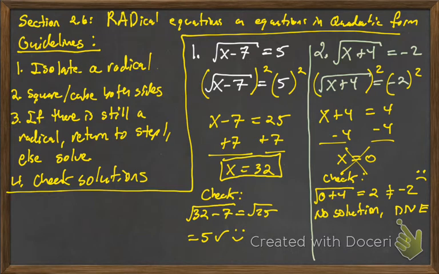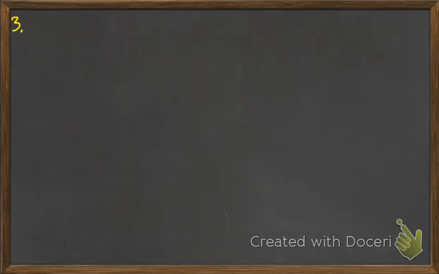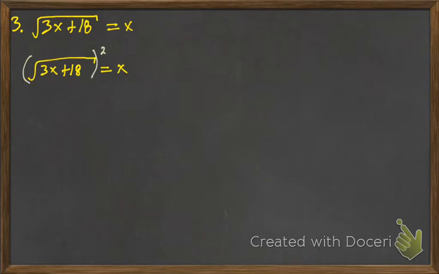We're going to look at, I think, 3 more examples of radical equations. We'll ramp up the level of difficulty. So here we have the square root of 3x plus 18 equals x. We're going to square both sides of the equation to undo that square root. Then the 3x plus 18 is free. It's equal to x squared. So out pops a quadratic.